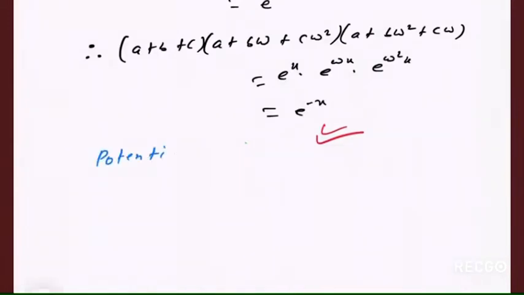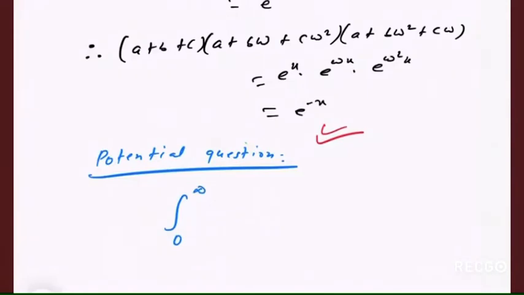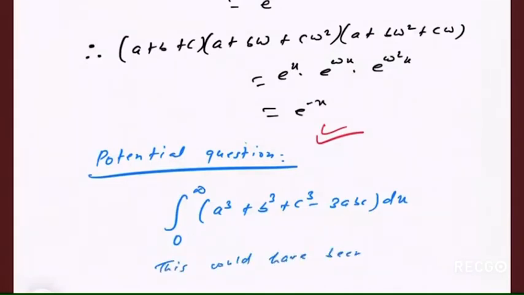But there is one potential question that comes out of this concept. One more question can be framed. Instead of asking the value of a cube plus b cube plus c cube minus 3abc, you could be asked to integrate this expression, not necessarily from 0 to infinity, because I have made a mistake here in writing the final answer e to the power. I thought it was e to the power minus x, and that's why I said to integrate from 0 to infinity. But suppose the limits are a to b.